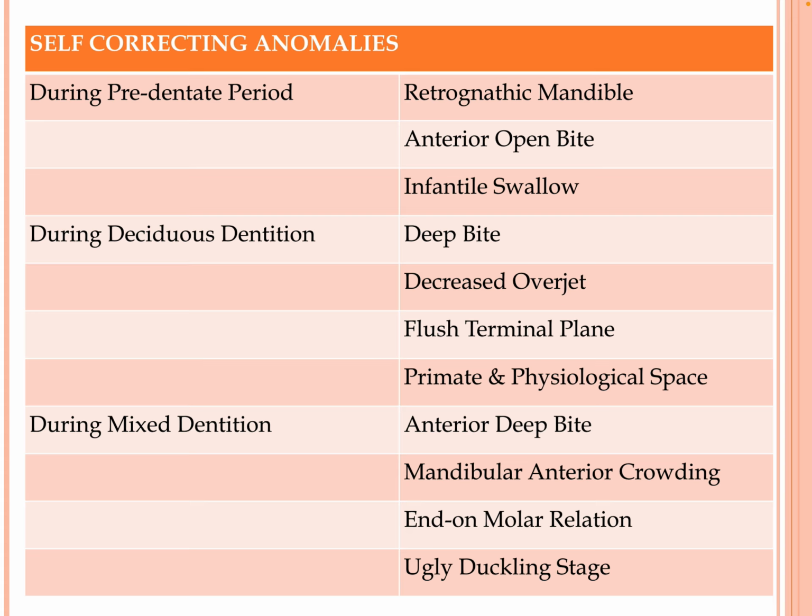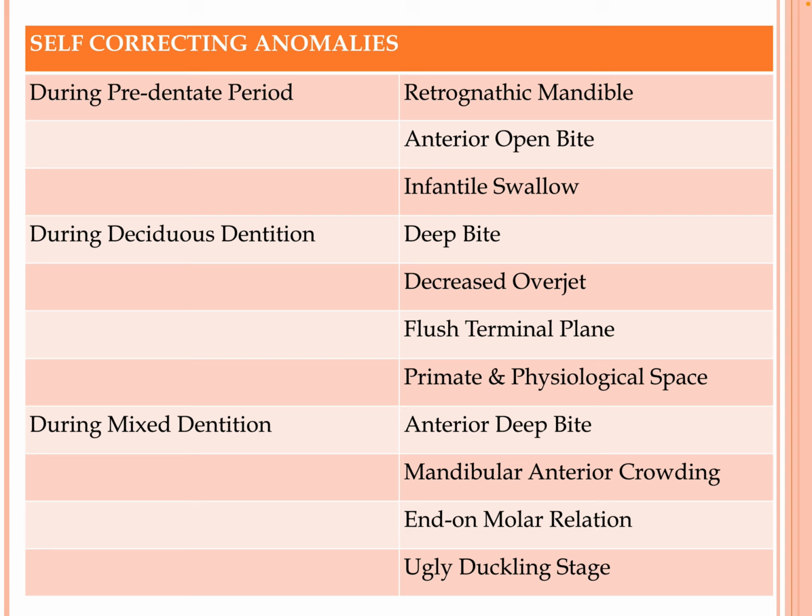Retrognathic mandible will be corrected by the forward growth of the mandible. Anterior open bite will be corrected by the eruption of the upper and lower incisor teeth. Infantile swallow will be corrected by eruption of the primary teeth. During the deciduous dentition period, deep bite, decreased overjet, flush terminal plane, primate and physiologic spaces are seen.